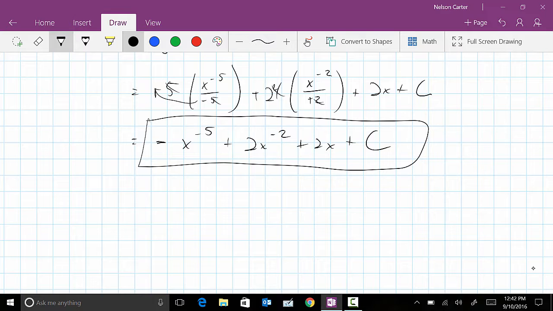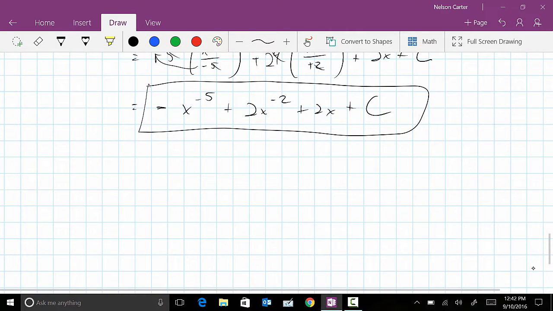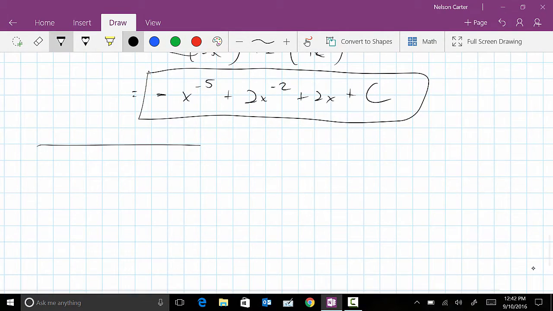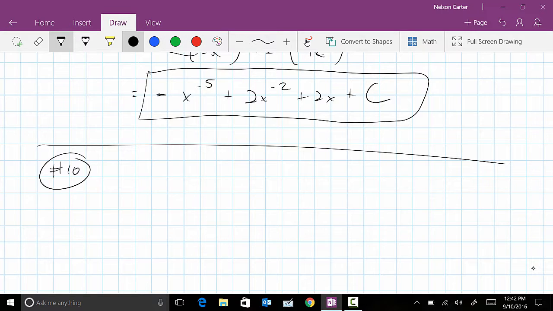All right, let's look at some with trig. Well, I'll do this one. This is number 9. Number 10. So number 10, the integral of, we have 1 plus t plus t squared, and it's all divided by the square root of t dt.